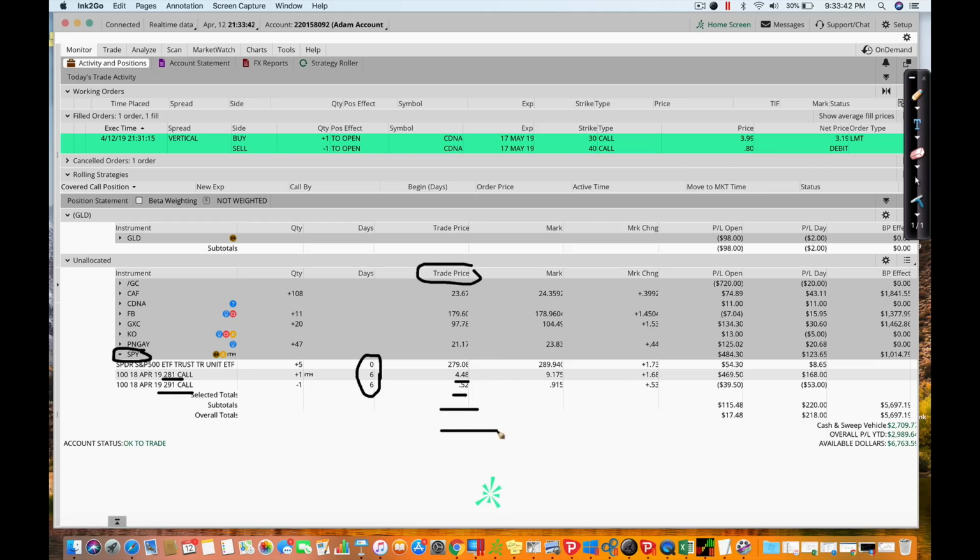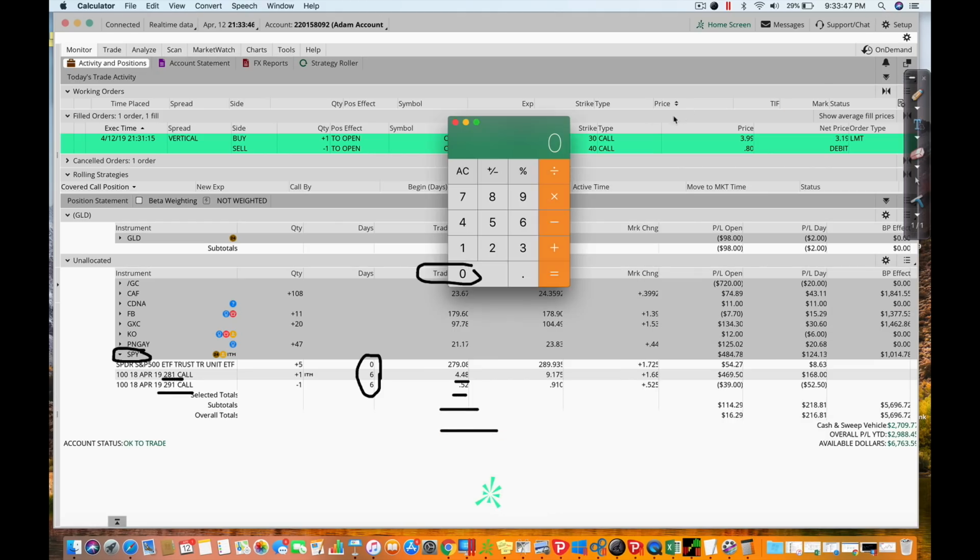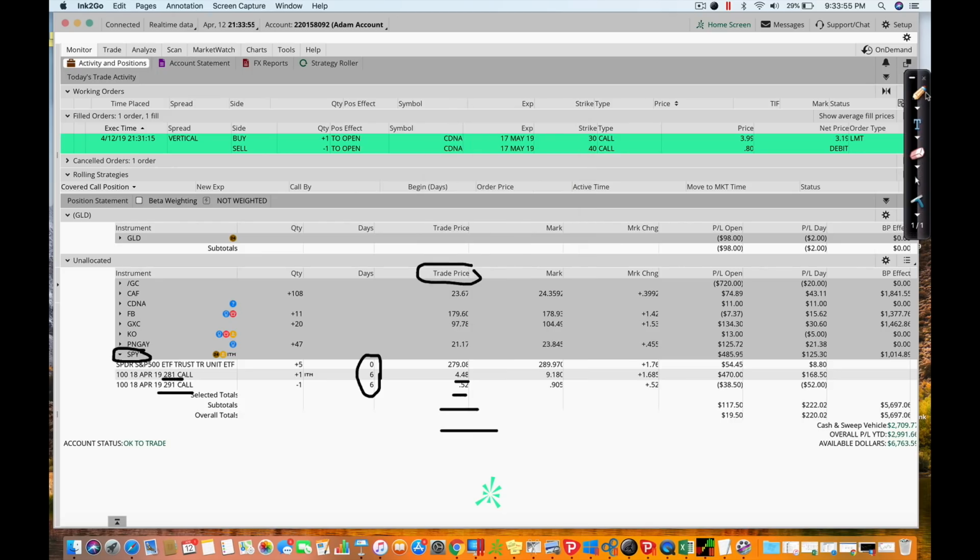So what was my net cost of this trade? Let me just do a quick calculation again. So 448 minus 52 cents, 396. So times 100, $396. That was my cost of the trade and the initial risk. Okay, so market price as of today, the call which I bought at 448 is now worth $9.